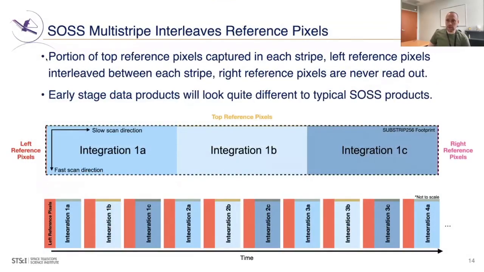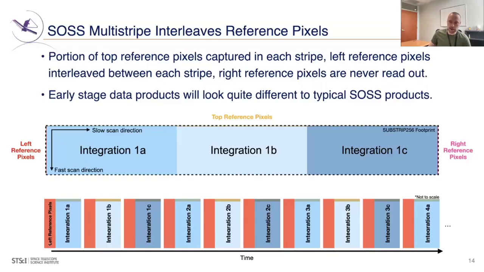One subtlety is that to improve the general sensitivity and noise on the multistripe subarrays, we interleave reference pixels. This is another option with multistripe: before we hop to the next integration in our image that we want to cover, we can jump back to some initial reference pixels and read them out again to make sure that we get a nice correction. What this means is that, even though I show you this nice representation at the top, the actual early stage data products for SOS multistripe are going to be quite different to what you might expect. That's what you're seeing at the bottom, in this not-to-scale timeline.